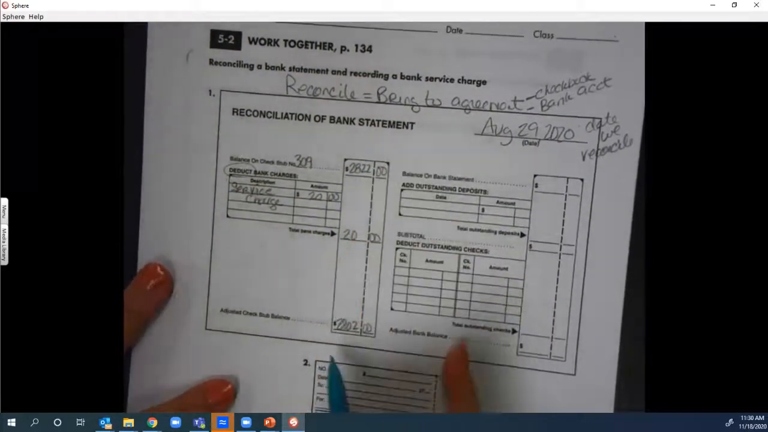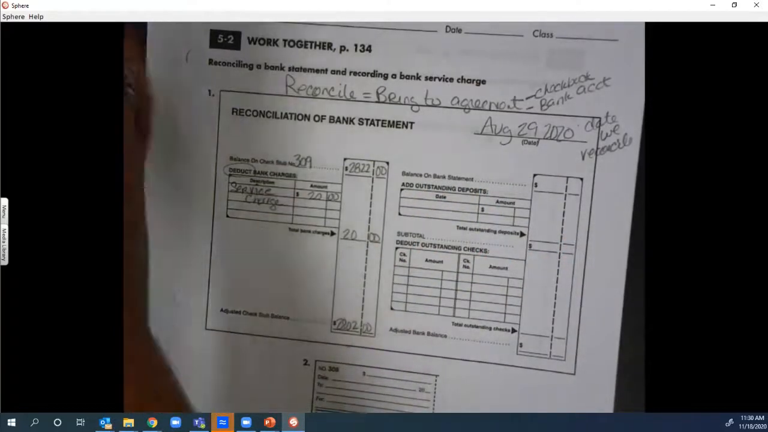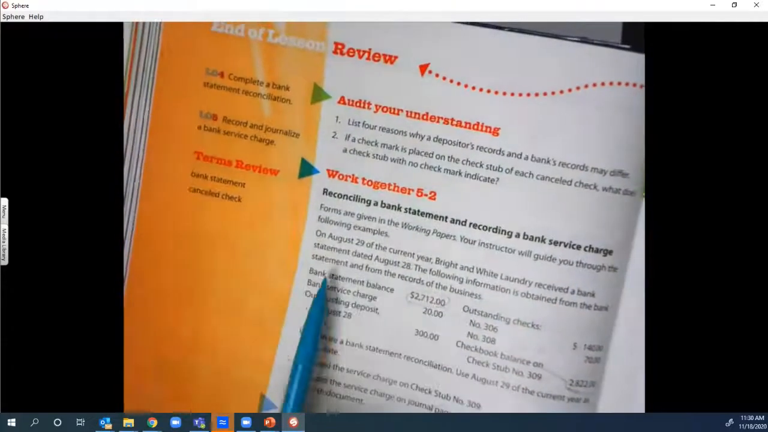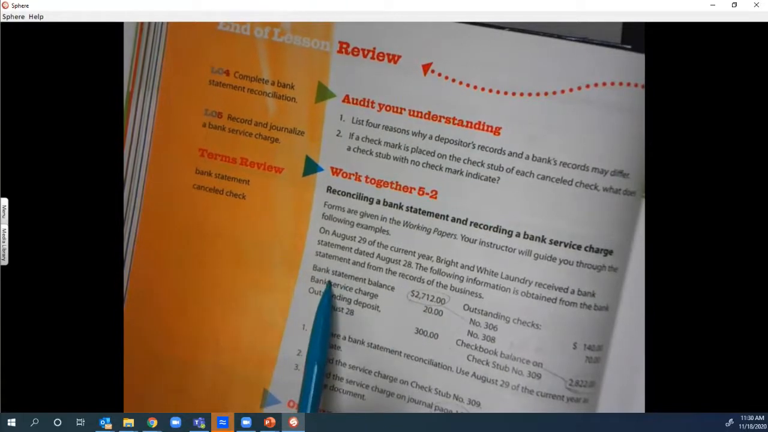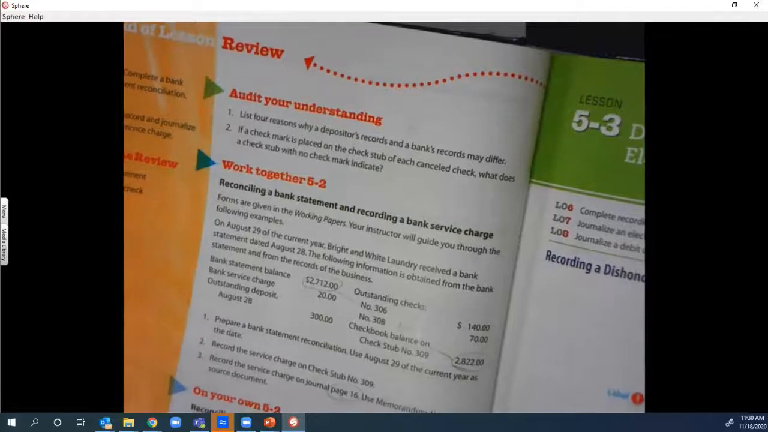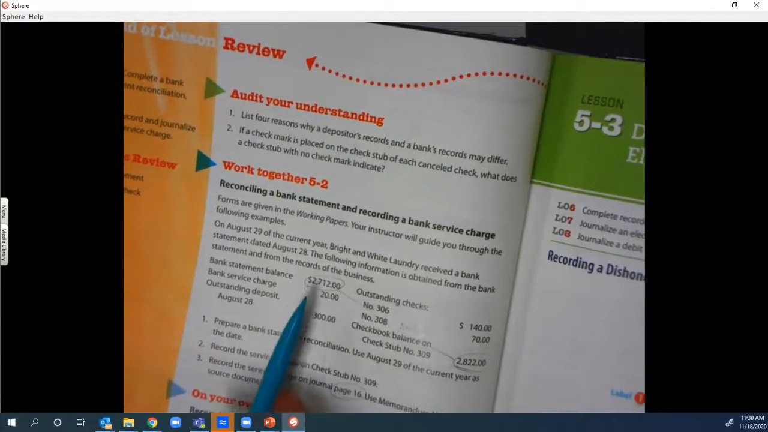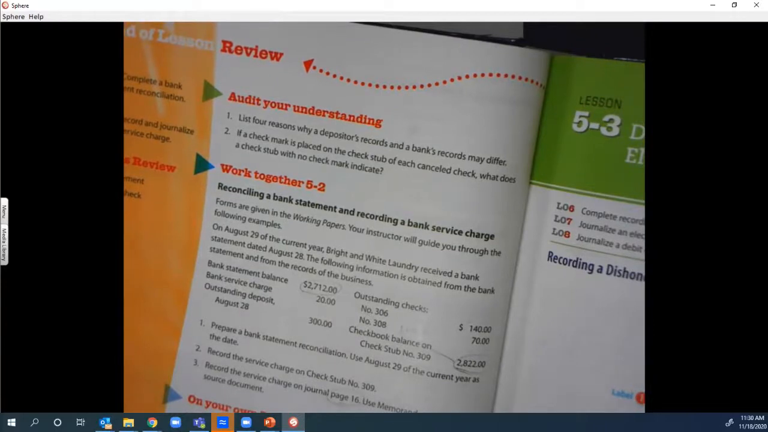All right, so that takes care of one side. The next side, balance on the bank statement. So again, if we had the bank statement, we would go look to see what that balance is. But here it's telling us the 2712 is our balance. Now, why wouldn't these two always match anyway? This is what the bank says we have, and this is what my checkbook says we have. Why wouldn't they match?